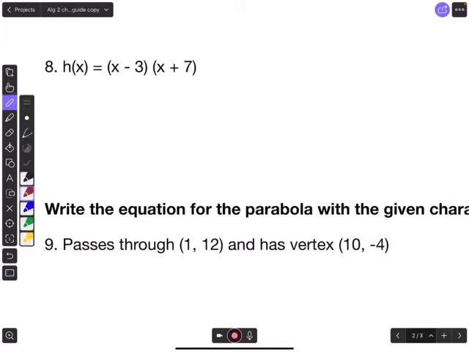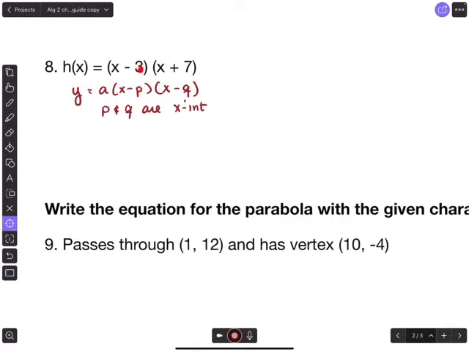Its general form is y equals a, x minus p, x minus q, and p and q are x-intercepts, which is fantastic because if I start to compare these, I can tell right away p is 3. In this case, it's a little trickier. Q is going to have to be a -7. Negative of -7 is a +7. So those are my x-intercepts.